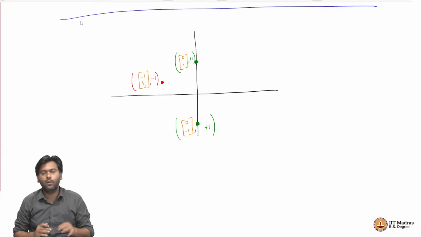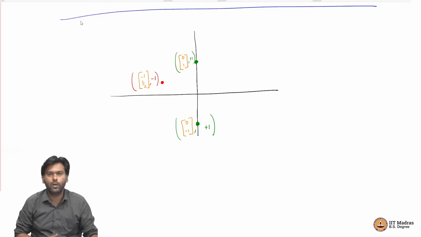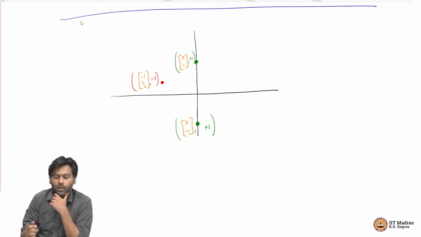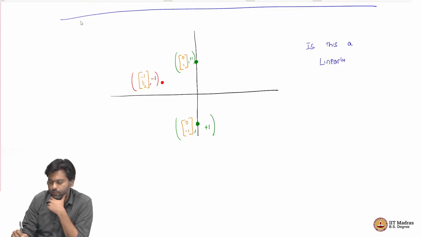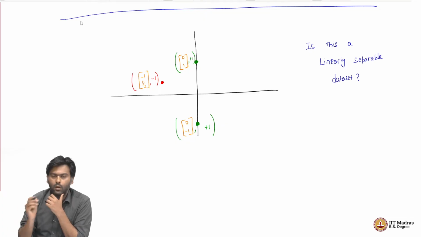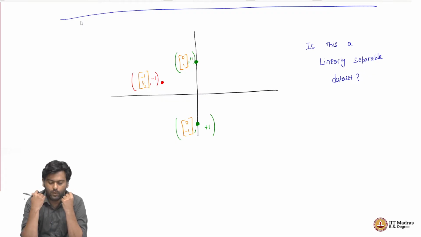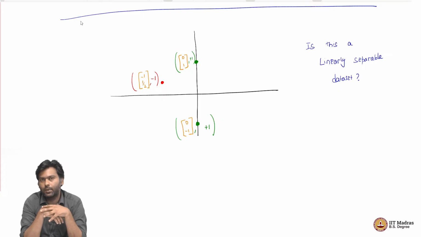So, I just have 3 data points, 2 data points are labeled plus 1, 1 data point is labeled minus 1, this is my data set, right. So, first question that I would like to ask you is this a linearly separable data set? Just, I mean, this is a good thing to pause and think about, right. So, with respect to our definition of linear separability, is this a linearly separable data set?